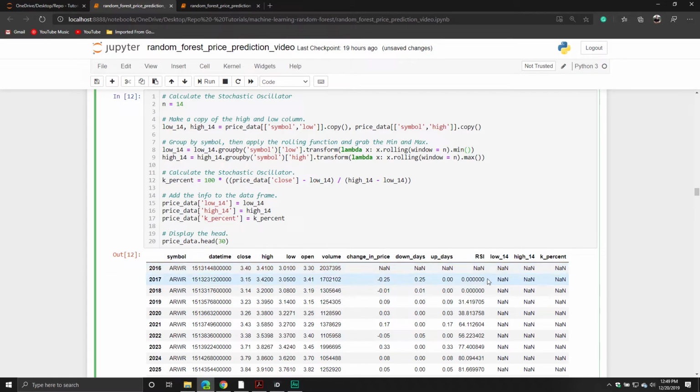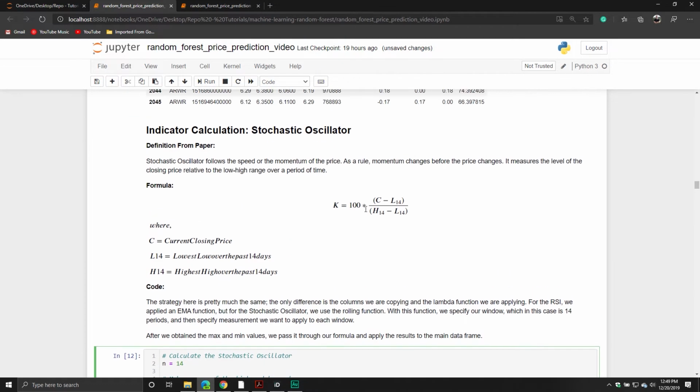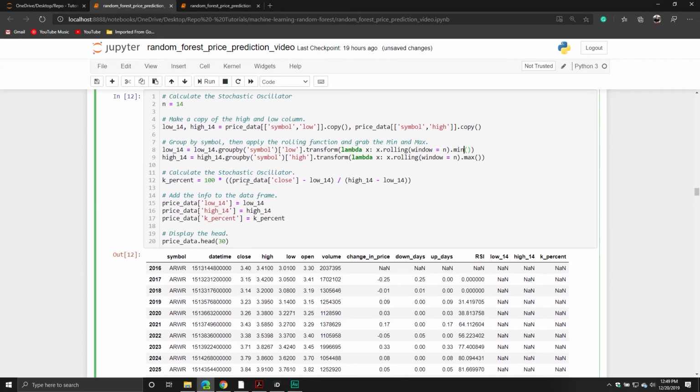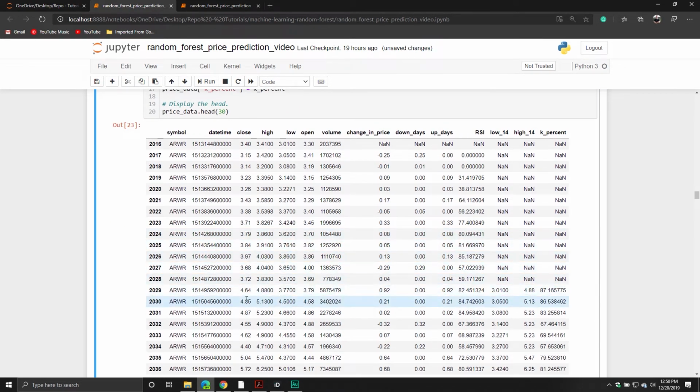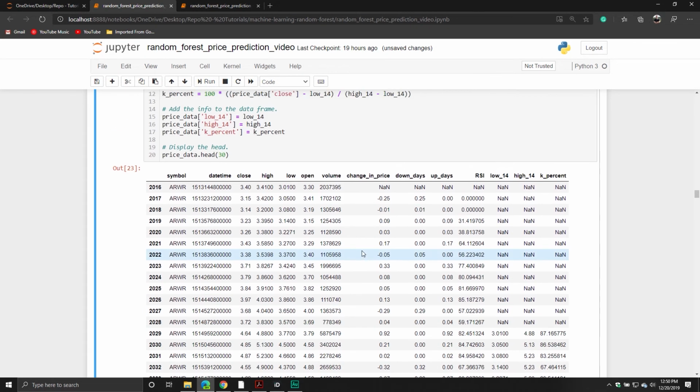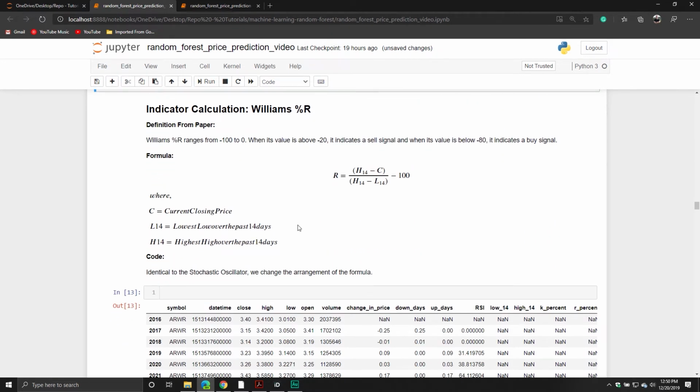And then once I've got those two columns, I just follow the information up here. So I'm going to take 100 times the closing price minus my low divided by the range between high and low. And then again, I add all of those columns back into my data frame. And you can see here, my rolling one is looking really good. So everything should be fine. Again, we'll show you how to remove all the non-values at the end, but at this point, I'm just doing some calculations and keeping it hopefully as simple as possible.